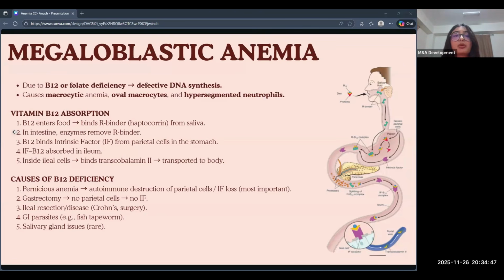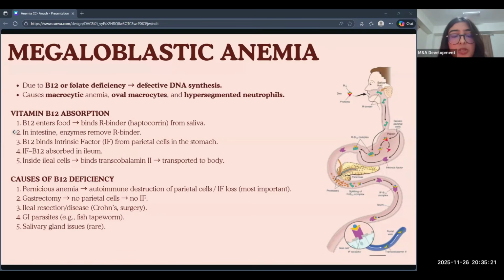So how is vitamin B12 absorbed? The B12 enters via your food. It binds R binder, which is haptocorrin, from the saliva. In the intestines, the enzymes remove the binder, and then B12 binds intrinsic factor from parietal cells in the stomach. Okay, intrinsic factor is produced by parietal cells in the stomach. It's very important to remember. Then this complex is absorbed in the ileum, and inside the ileal cells, it binds transcobalamin 2, and it's transported to the rest of the body.